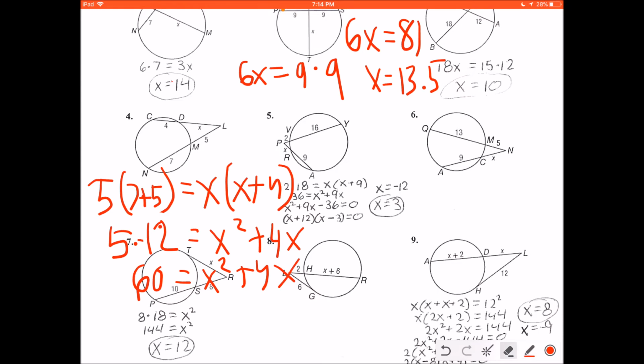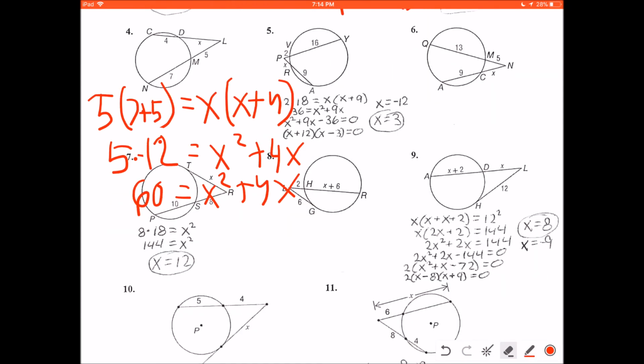But I'm going to skip over all this. So you have 60 equals x squared plus 4x. I'll just set it like this so I don't mess up. Now you just solve the quadratic. What goes into 60 and adds up to 4? Well, 1 times 60, 2 times 30, 3 times 20.